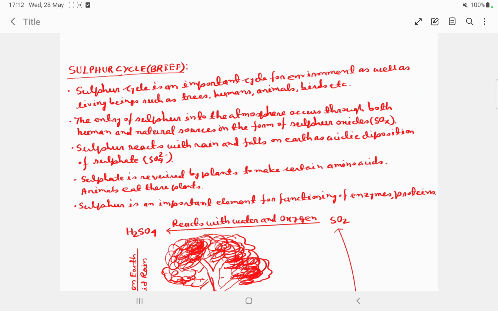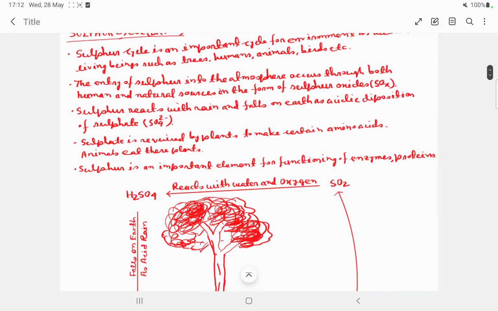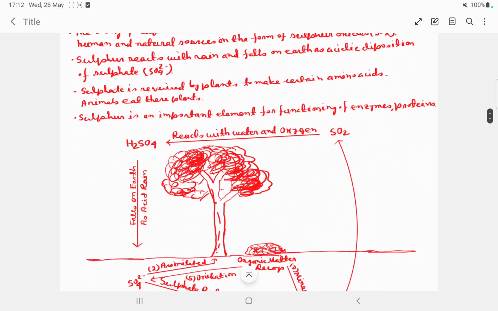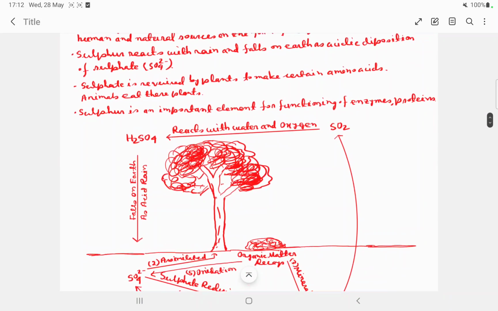Sulfur cycle is an important cycle for the environment as well as living beings such as trees, humans, animals, birds, etc. The entry of sulfur into the atmosphere occurs through both human and natural sources in the form of sulfur oxides. Sulfur reacts with rain and falls on earth as acidic deposition of sulfate, that is sulfuric acid. Sulfate is required by plants to make certain amino acids and proteins. Now the animals eat these plants because sulfur is an important element for the functioning of enzymes, proteins, etc.